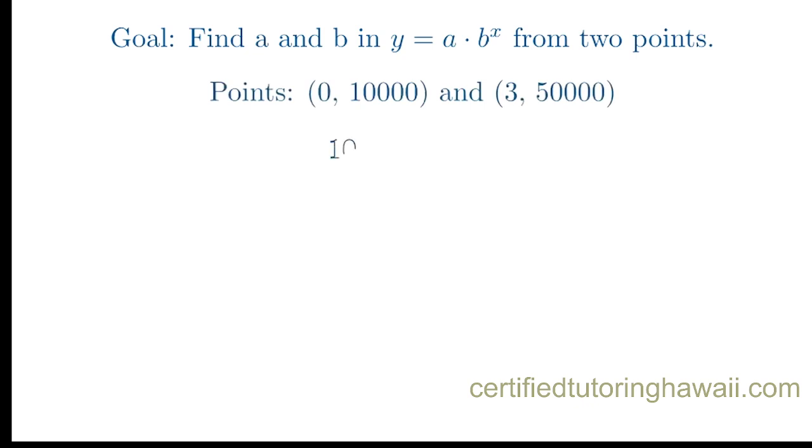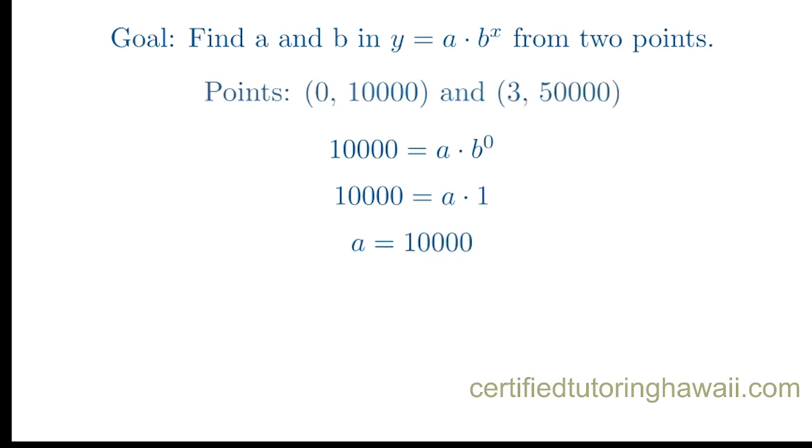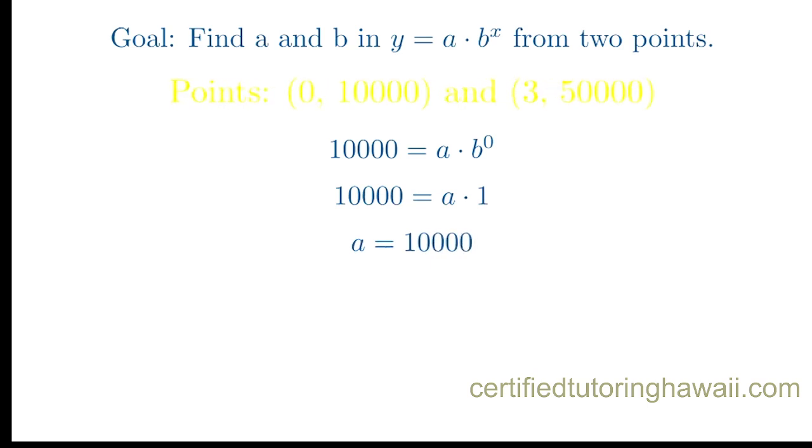Plugging x equals 0 and y equals 10,000 into our equation, we get 10,000 equals a times b to the power of 0. Remember that anything to the power of 0 is 1. So a is 10,000. Now we can use the second point, (3, 50,000), to find b.